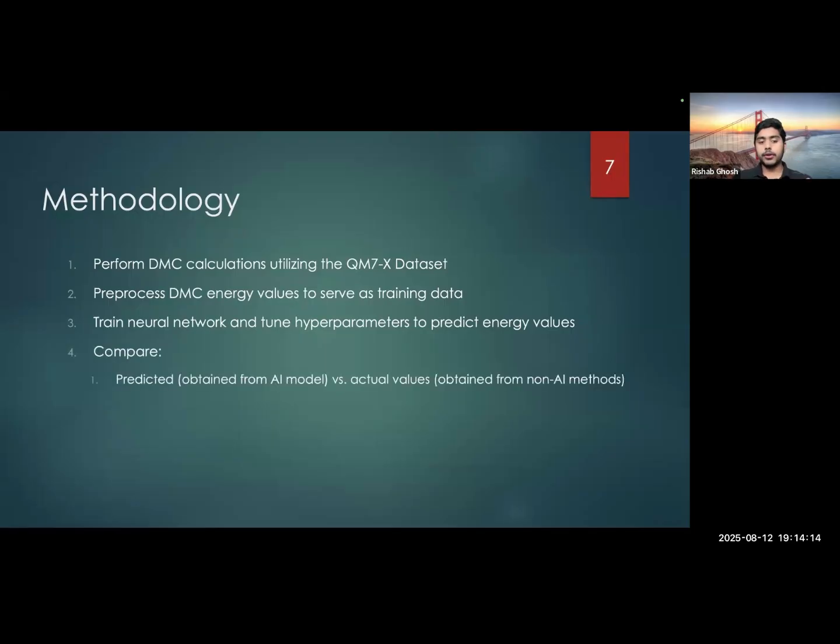And then finally, to compare, we're going to benchmark our predicted DMC energies for molecules that the AI model hasn't seen versus actual energies obtained from QMCPACK calculations for those same set of molecules.